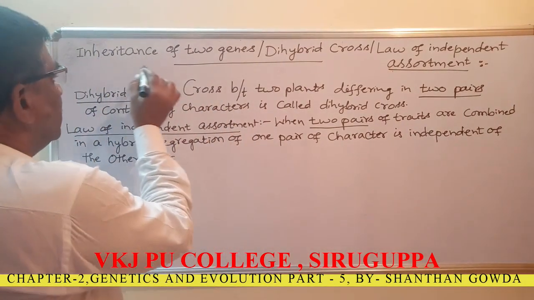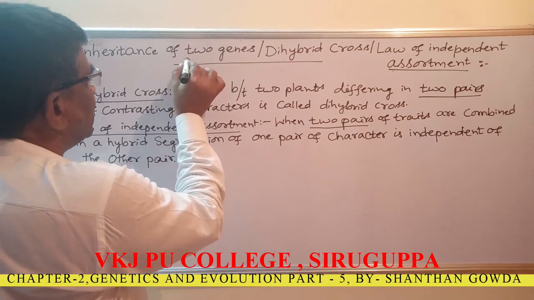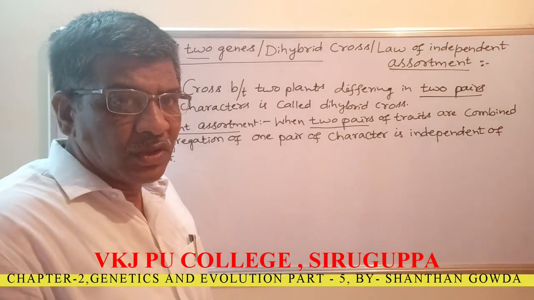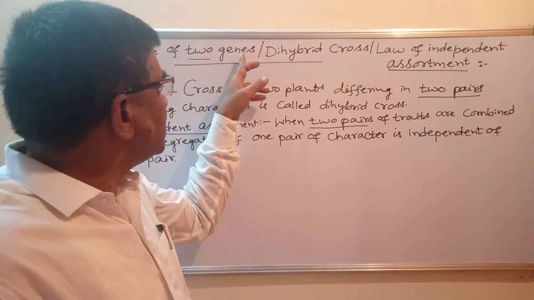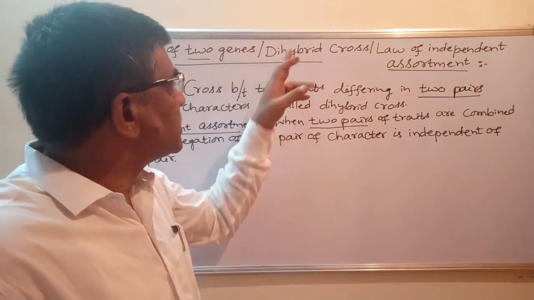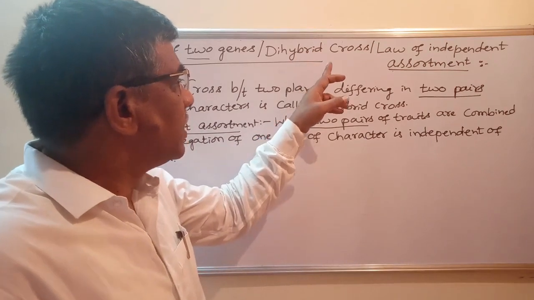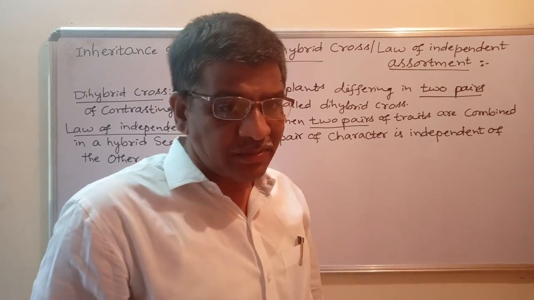So here Mendel studied simultaneous inheritance of two genes to the next generation. To know this inheritance of two genes, he conducted a cross. That cross is called a dihybrid cross. And after conducting the cross, he proposed a law that is nothing but the law of independent assortment.